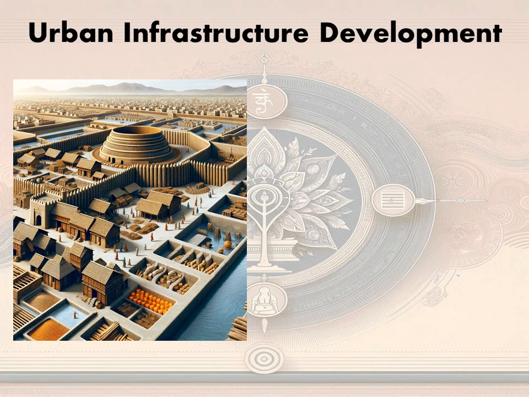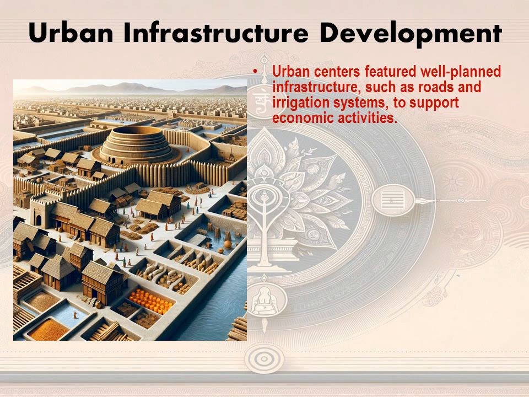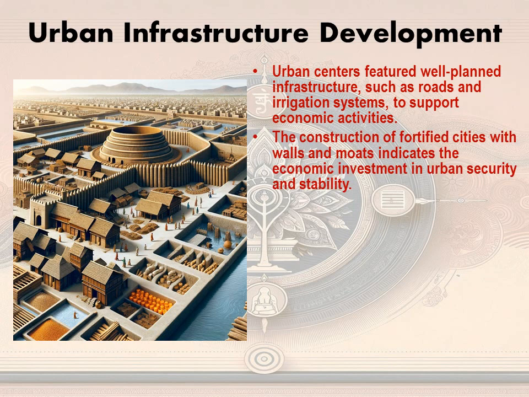Now, how was the urban infrastructure and development? Urban centers featured well-planned infrastructure such as roads and irrigation systems to support economic activities. So there were different technologies used while developing a particular city, and those technologies are use of proper roads and irrigation systems for farming, and these in turn support the economic activities of an urban structure.